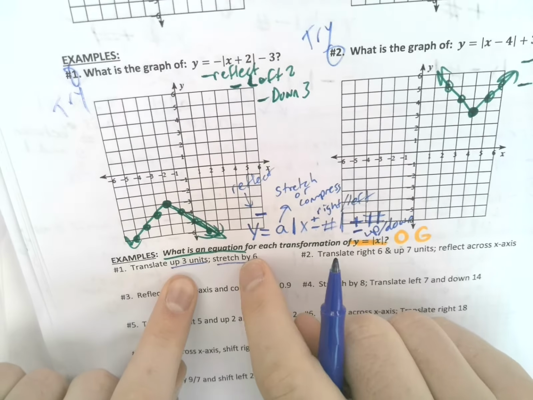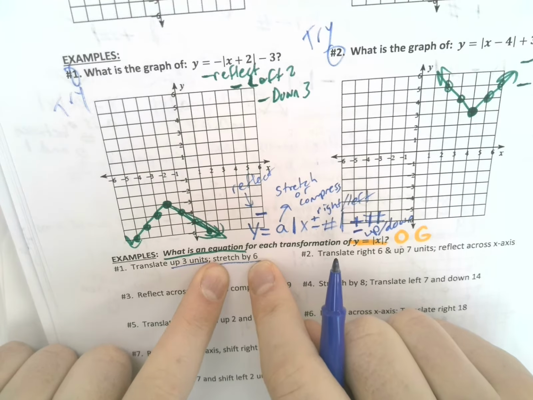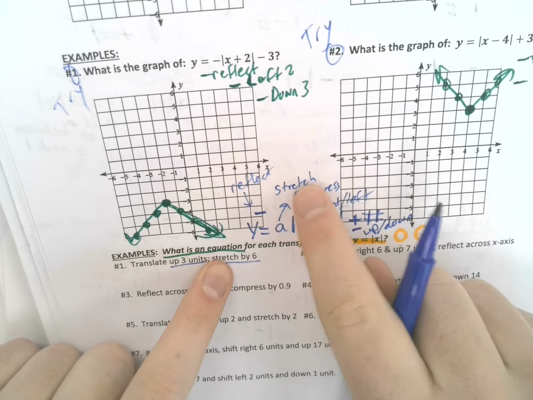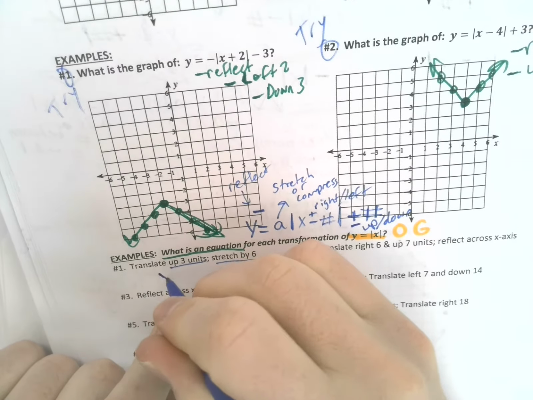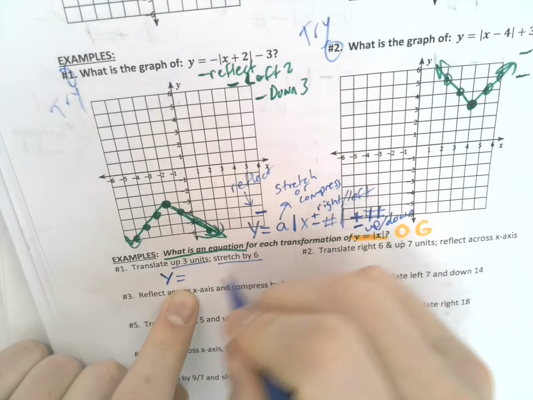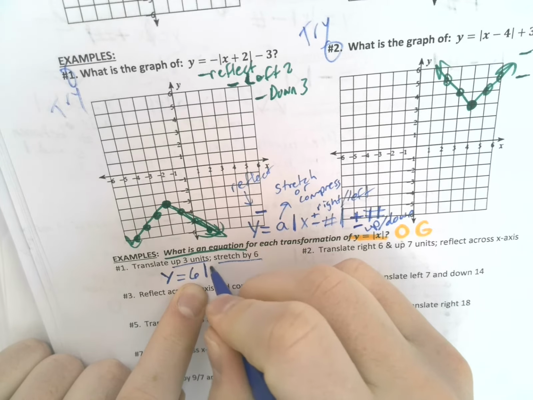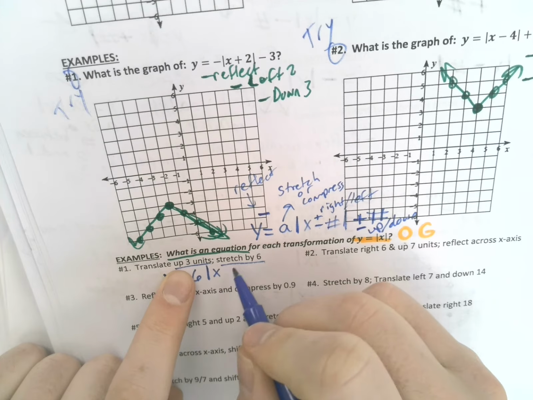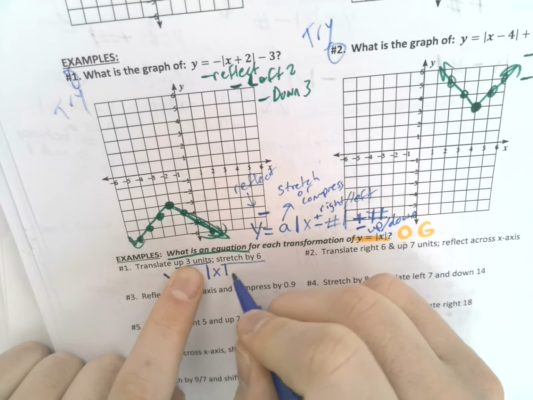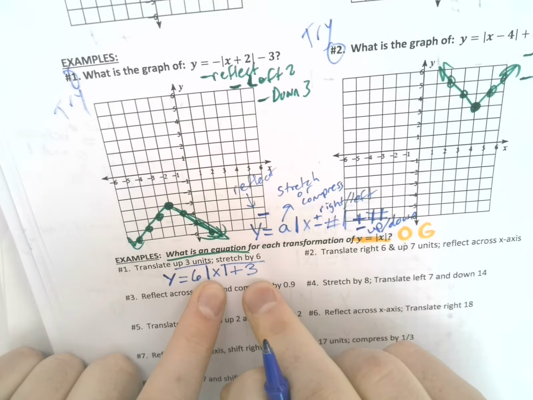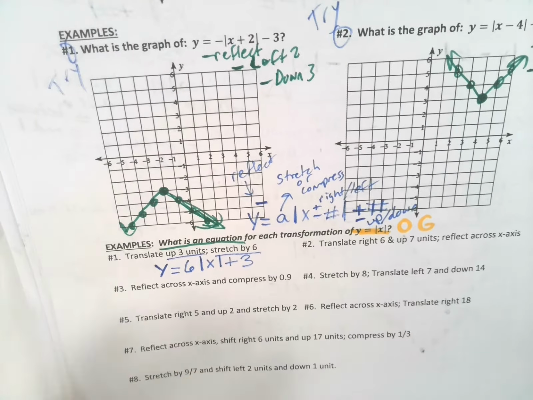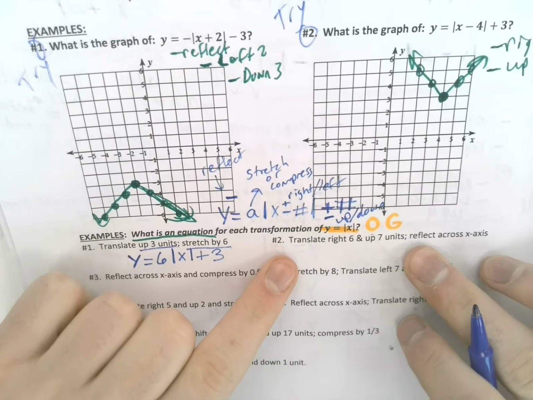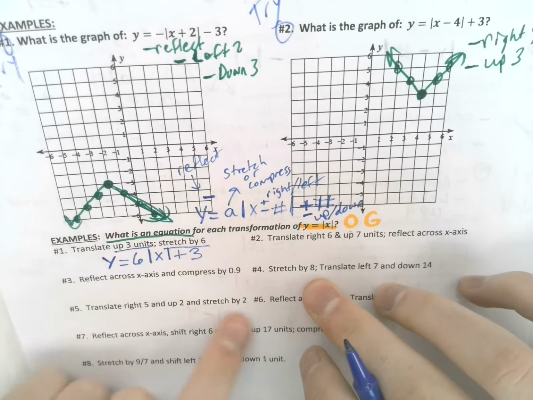So if we're going up 3 and stretch by 6, the up's not going to come until the very end. That stretch by 6, though, we know is going to go out front. So you have y equals 6, absolute value of x. Are we going right or left at all? Nope. And then we're going up 3. So plus 3. And that would be our new function. Let's do one more together, guys. Then I'm going to let you guys try and check out the last few here.